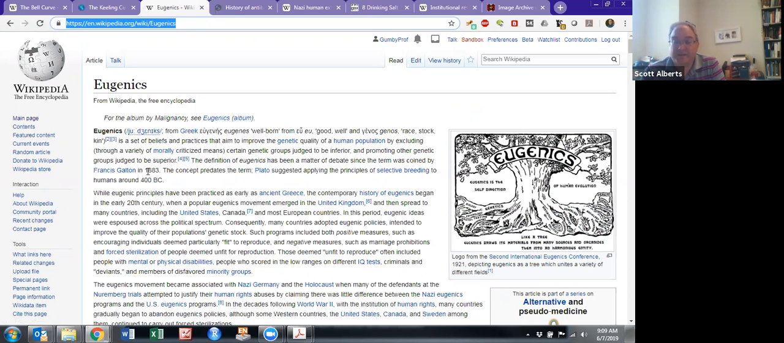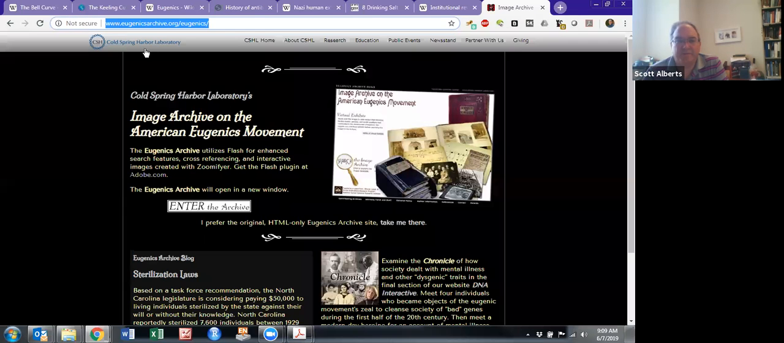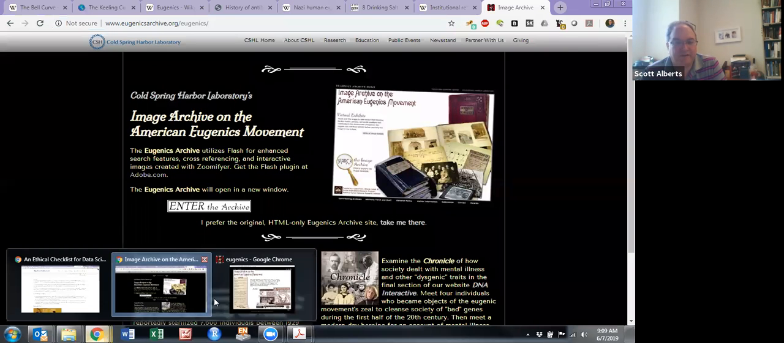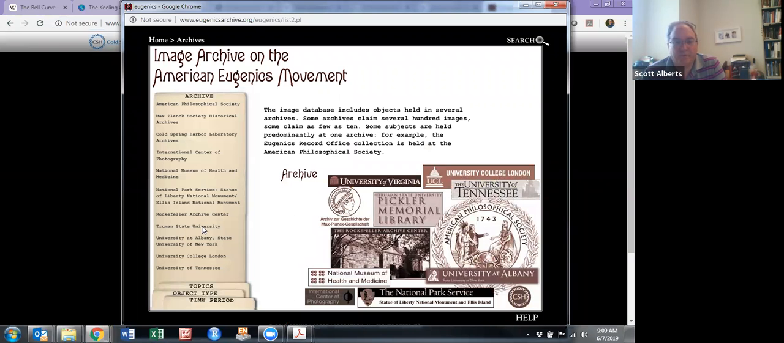Now, eugenics has a special place at Truman because one of the stars of the eugenics movement, a guy named Harry Laughlin, is actually a graduate of our school a couple names ago. And his family was actually very influential in Kirksville. We actually also have all of his papers. If you go to the eugenicsarchive.org, which is in Cold Spring Harbor, New York, you can click on their archive. And what you'd find is we're actually one of their main sources.